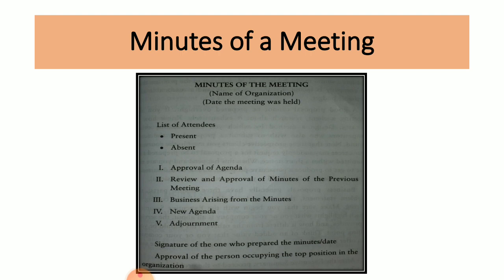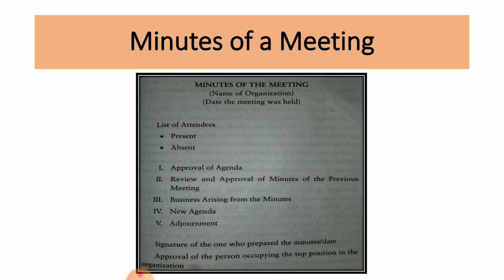So we have here the template for the minutes of a meeting. We have the title, minutes of the meeting. Just below it, we have the name of the organization. And below the name of the organization, we have the date the meeting was held. Then we have the list of attendees. We have the present and the absent.